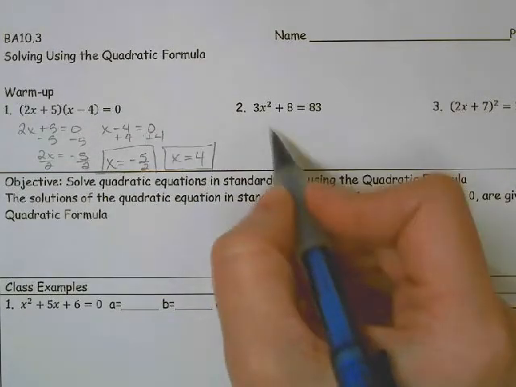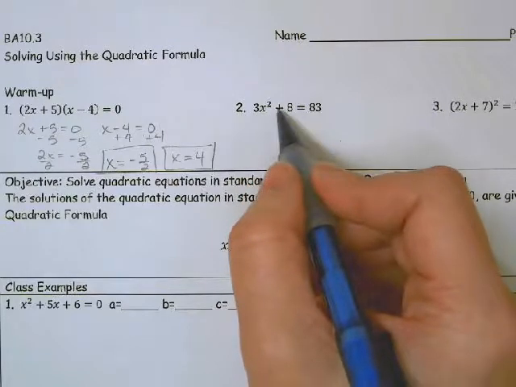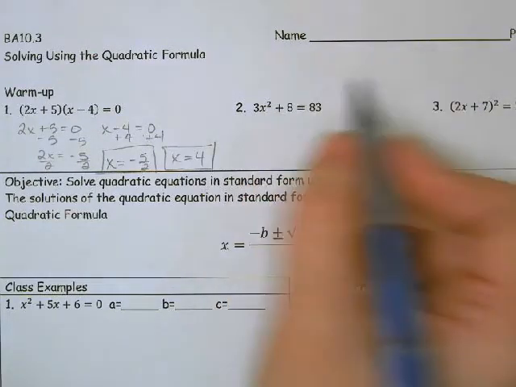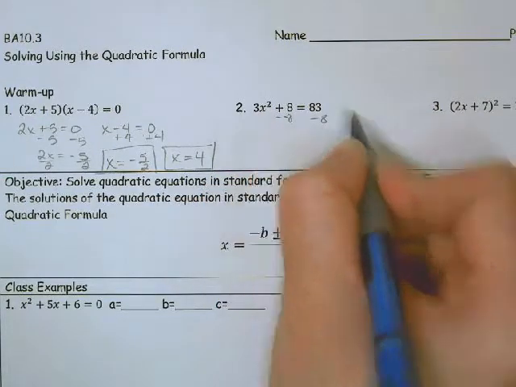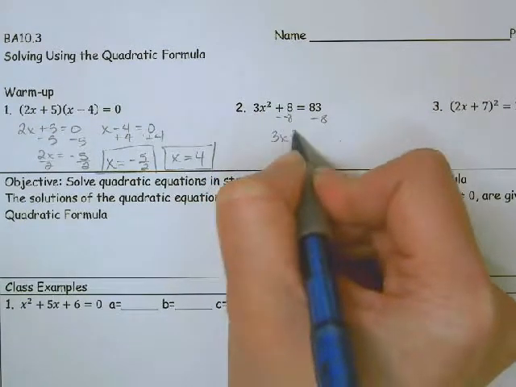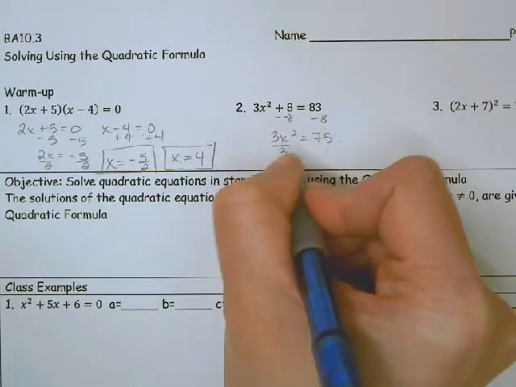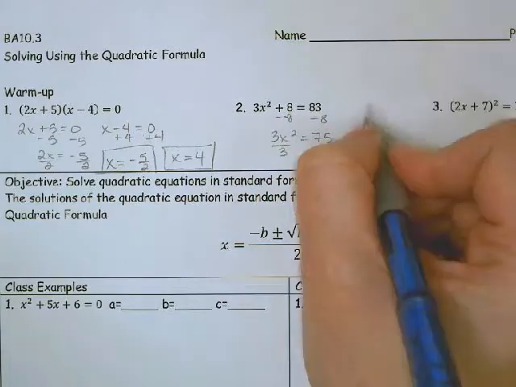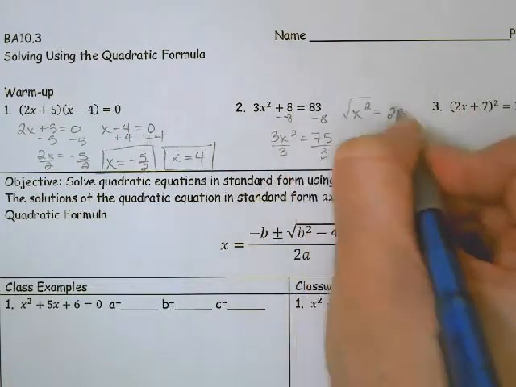On the next one, I don't have any x's. I only have an x squared, so I can just get that x squared alone and use the square root property. So if I subtract 8 from both sides of the equal sign, I'm left with 3x squared equals 75. Divide by 3 because I want to get that x squared alone. So I have x squared equals 25. I'm going to square root both sides.